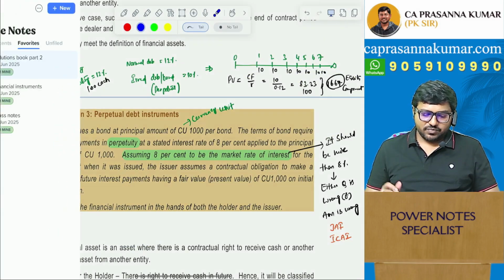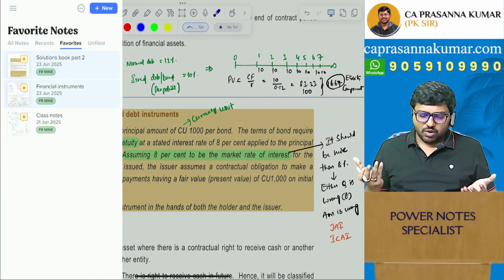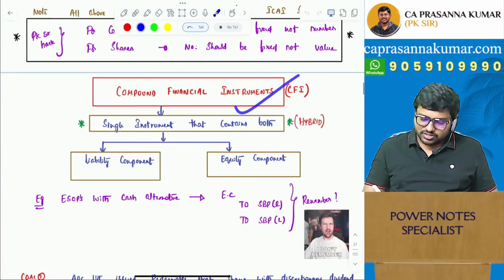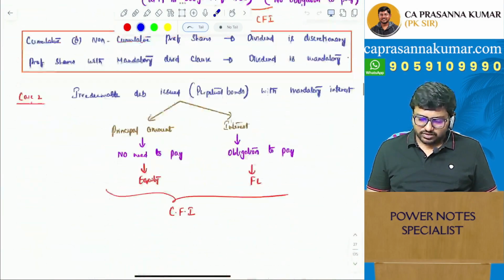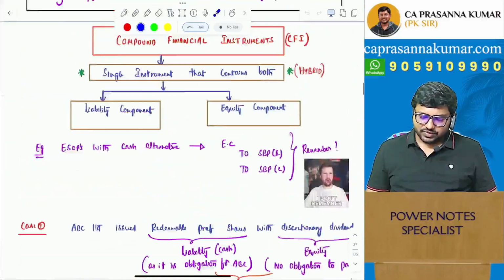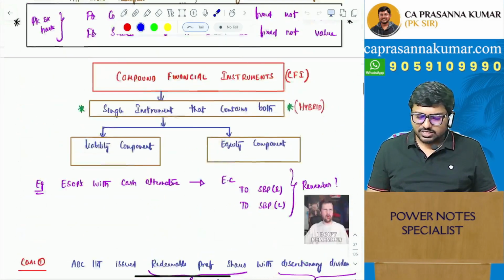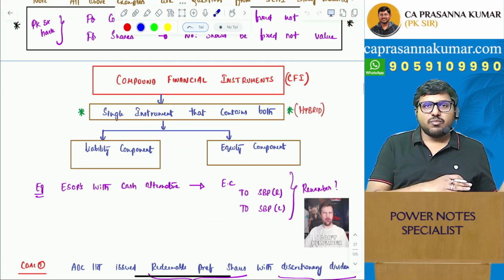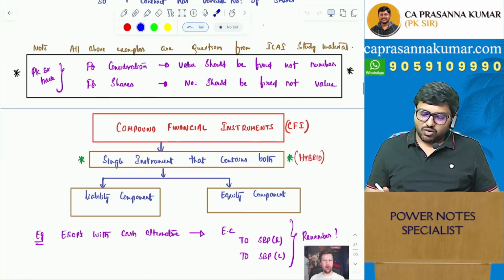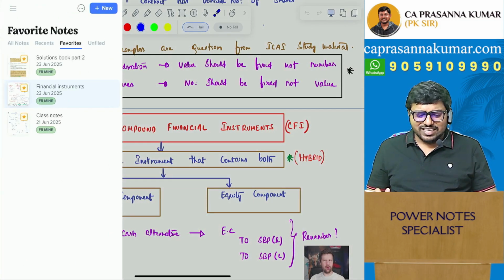Now, sir, you did not explain the concept of compound financial instrument, sir. That is the next concept. We are going, see here. You have the concept, okay? Compound financial instrument, we have examples as well. Then why did you come to the questions straight away? I did not come to the question. Already we have spent so much time in explaining the concepts, so therefore you guys will get monotony.